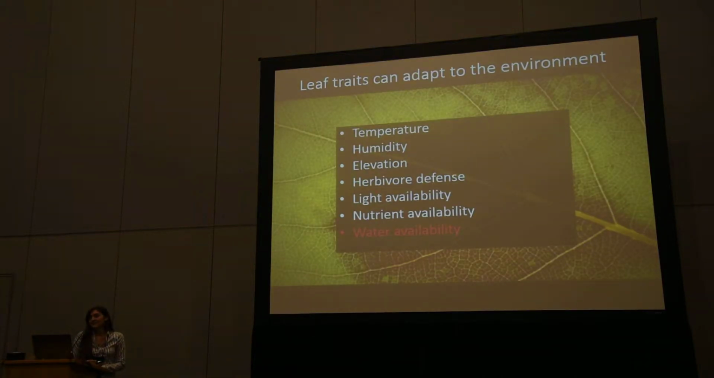So leaves can adapt to many different types of environments, and some of the environmental factors that can exert selective pressure on leaf traits I've listed here, such as temperature, humidity, elevation, herbivory defense, and the availability of light and nutrients, and my focus, which is the availability of water. As I'm sure you know, variation can occur either in the form of phenotypic plasticity or as a heritable adaptation across generations, which is what I'm interested in.